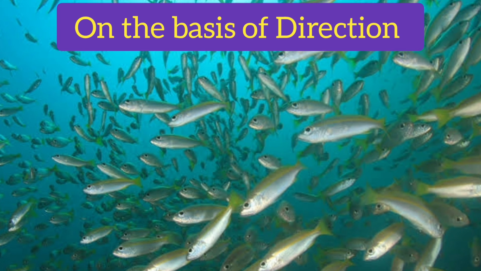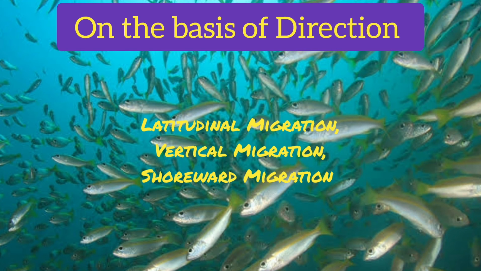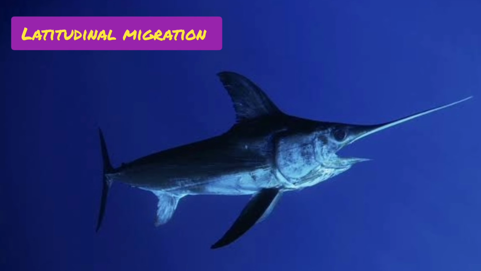On the basis of direction, fish migration may be latitudinal, vertical, and shoreward migration. Latitudinal migration. It is the migration of fish from north to south and vice versa. It is a climatic migration. Fishes like barracudas and swordfish of the warm tropical seas migrate to the north in spring and to the south in autumn.